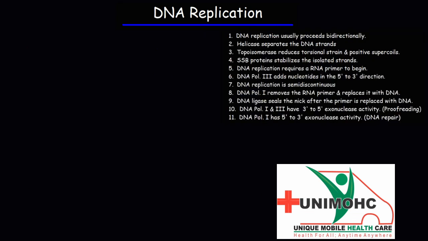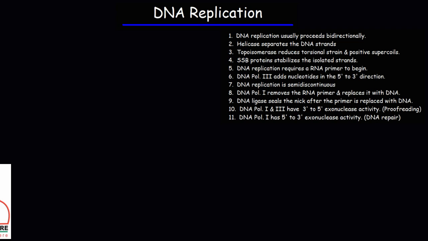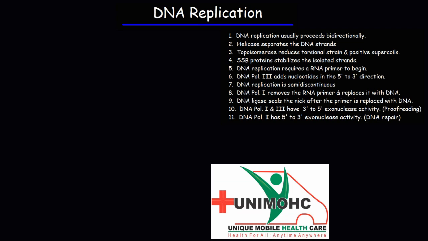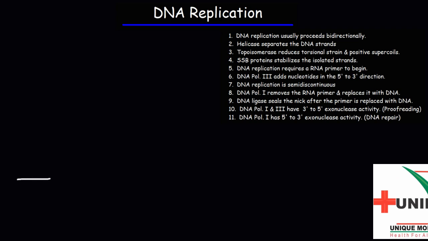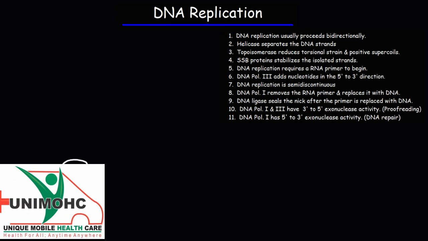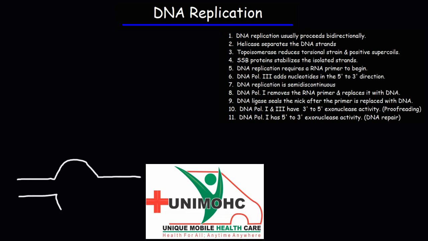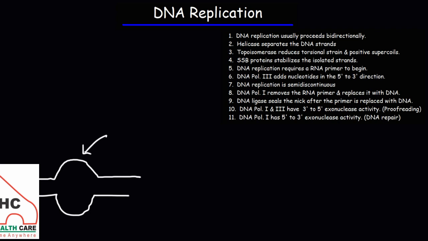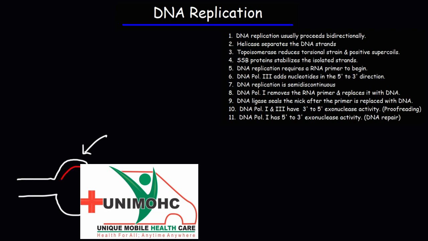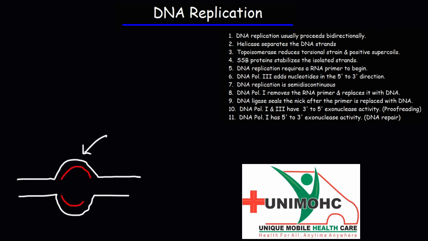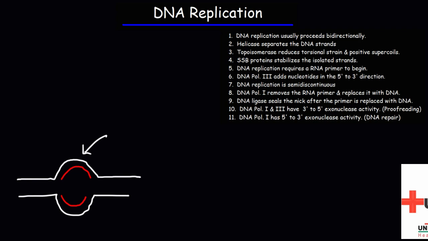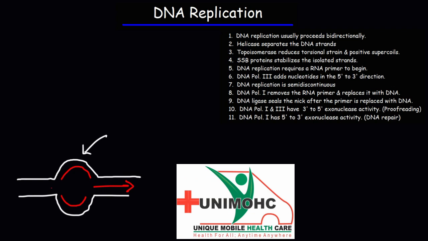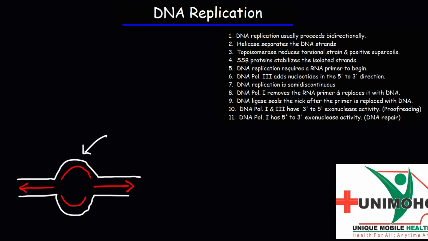Now, there's a lot of other stuff that we need to talk about. One of which is that DNA replication usually proceeds bidirectionally. So what does that mean? Well, let me draw a picture that will illustrate this concept. This bubble that you see between the 2 strands, that is the origin of replication. In red, this is a new strand being produced. Now in bidirectional DNA replication, the strands can be produced in both directions. Bi means 2.